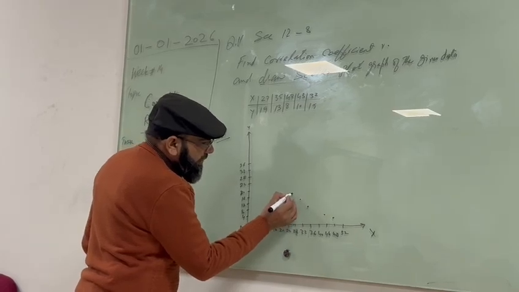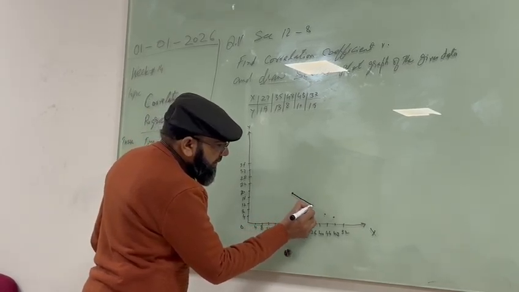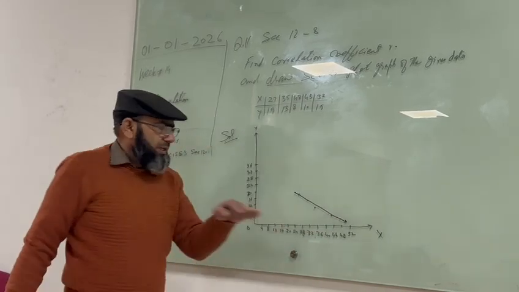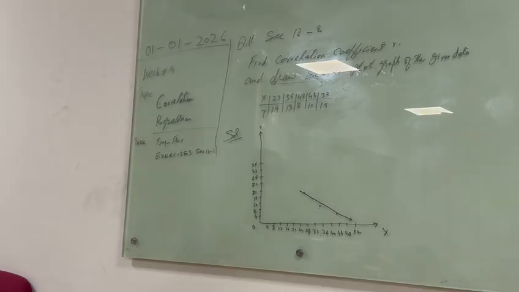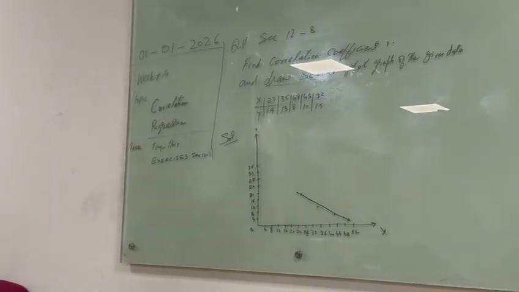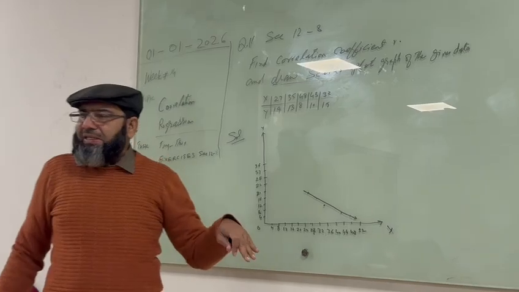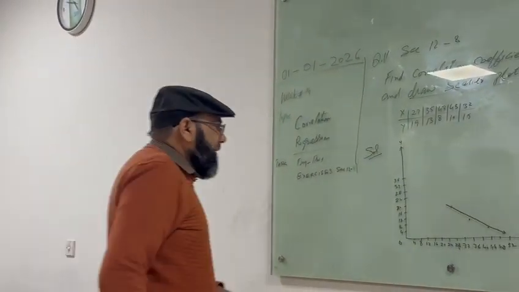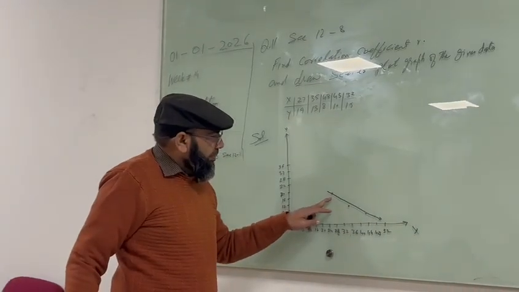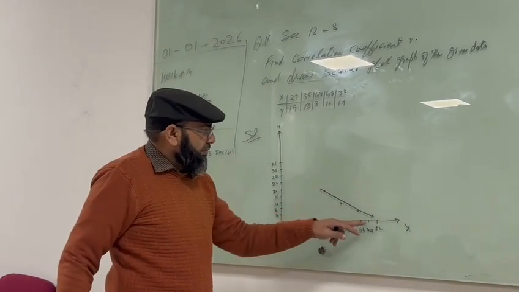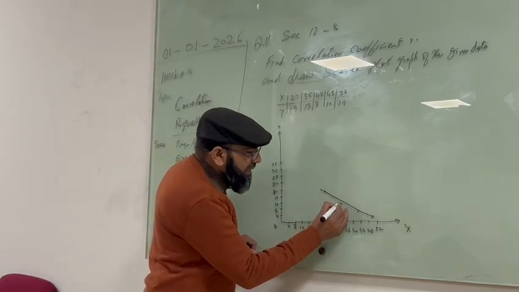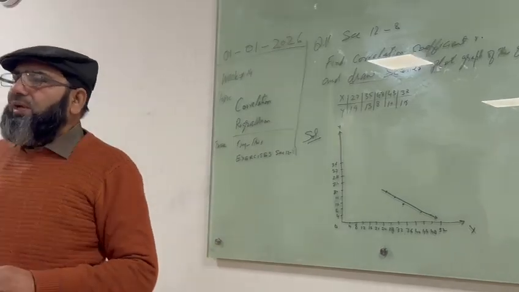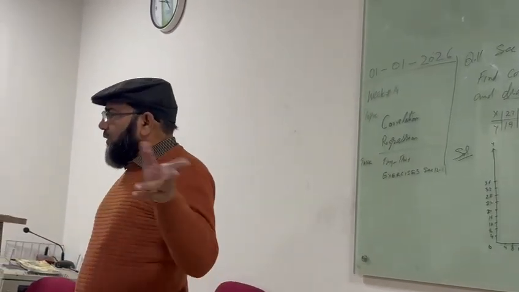And this is the line which shows the slope is negative, because it goes from left to right downward. So the slope is negative. It shows the maximum point and minimum point. When we join these, some points are near the line, not on it, but probably on the line. So it shows it has good correlation.